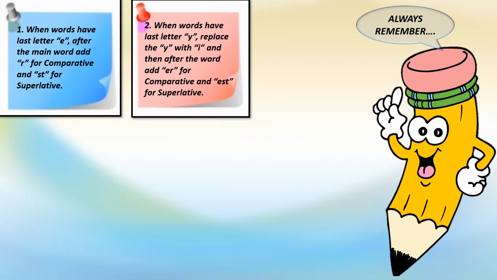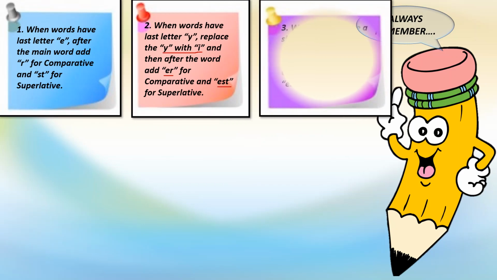Rule number 2 says that when you have adjectives which have the last letter Y, before converting it to comparative or superlative, you will first replace that last letter Y with the letter I, and after you have done the replacement, for comparative you will add the suffix ER, and for superlative you will add the suffix EST. That is your rule number 2.